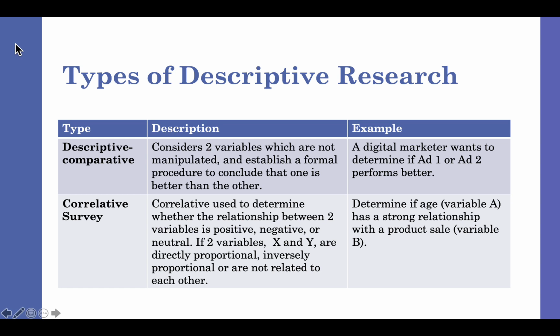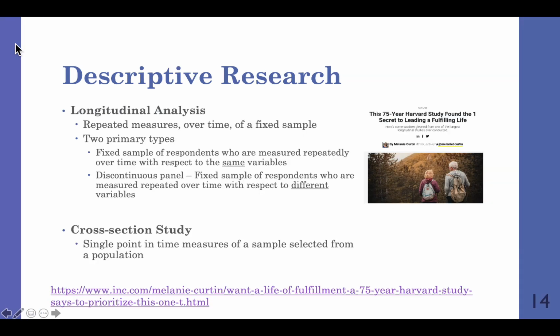positive, meaning they move in the same direction. It could be inverse, meaning as one gets bigger, the other gets smaller. Or it could be there's no relationship at all. So we do a lot of correlative survey work in our marketing discipline to understand the relationships between two variables. So in that case, we are going to actually do correlative surveys in our project.